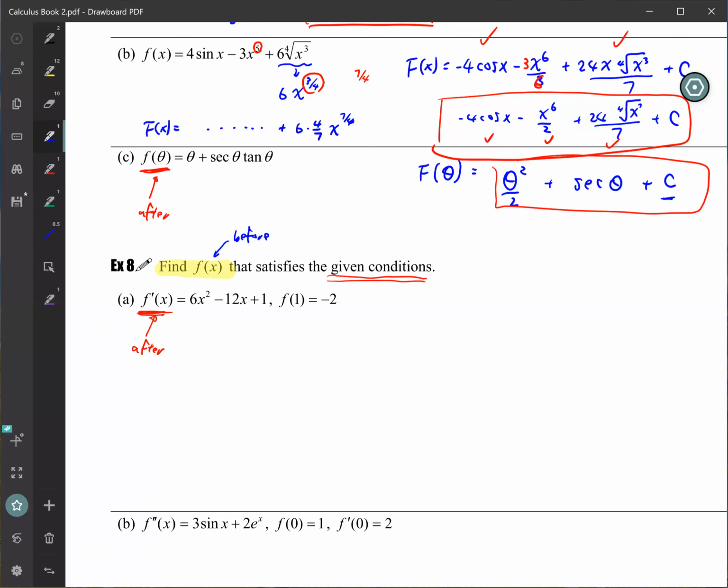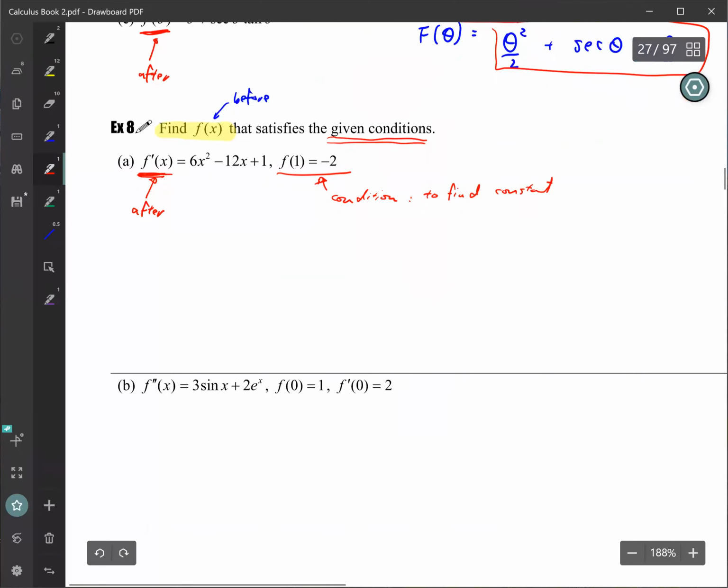And then they give you a condition. So this condition is used to find the constant, because with a different constant, you get a different function. If you add a 1, add a 5, it's kind of like doing a vertical translation of the function. So having a point there fixes the function to one of them. Question A is pretty easy. I'm just going to go straight to B now.